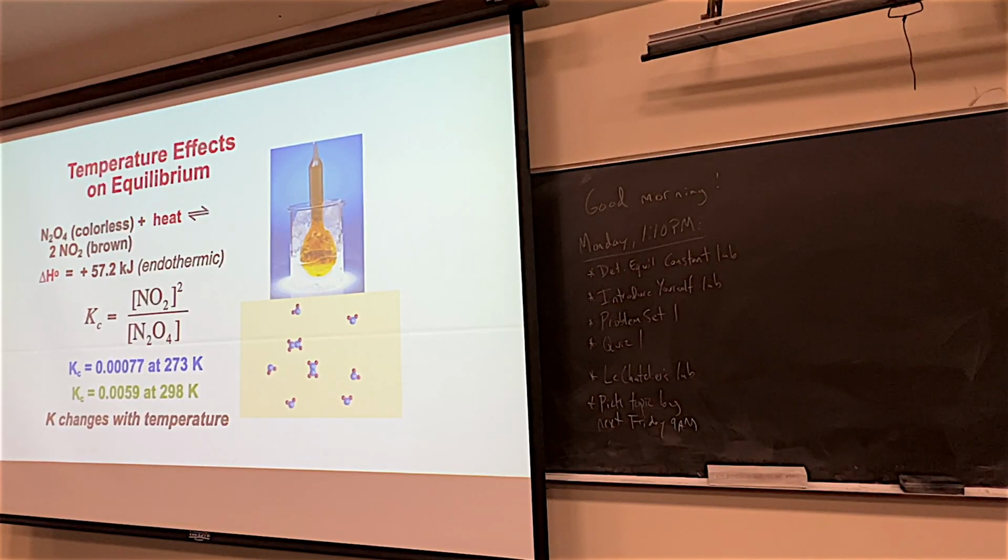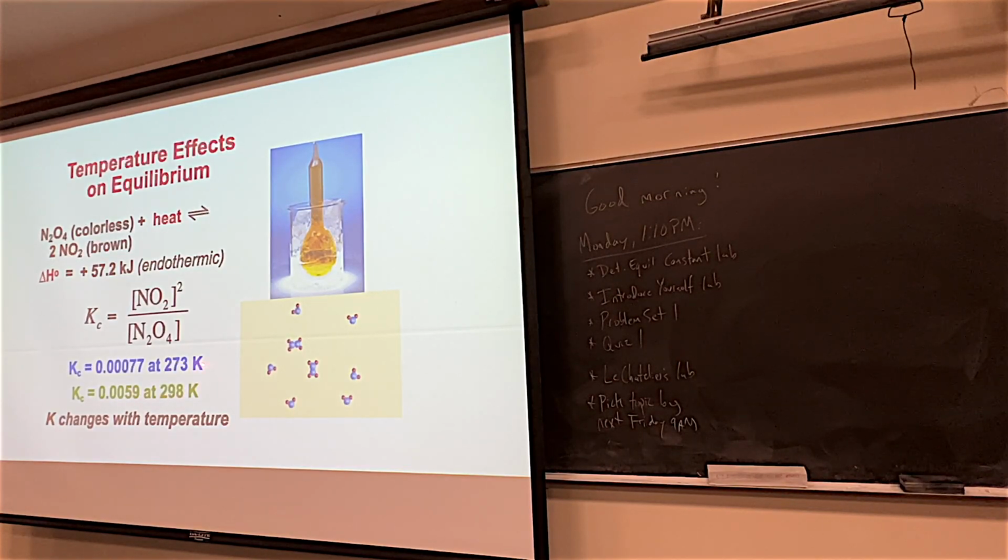Okay, so like we saw earlier, the equilibrium constant will be the products, NO2 squared, divided by reactants, N2O4. And check these numbers out. Earlier you were using this K value, 0.0059, and that's at room temperature. This number is where water freezes, 273, and it goes from 0.0059 to 0.00077. So if you think about it going from hot to cold, we are taking away the heat.